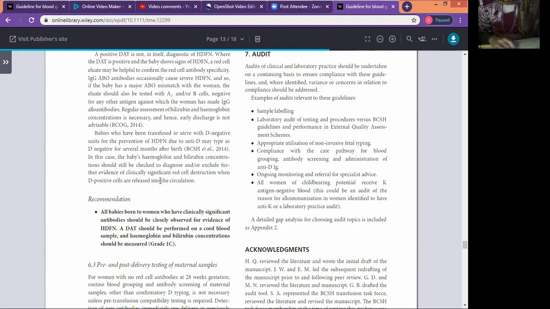So all babies born to women who had clinically significant antibodies should be closely monitored for evidence of HDFN, and a DAT, hemoglobin and bilirubin concentration should be done at the time of delivery.